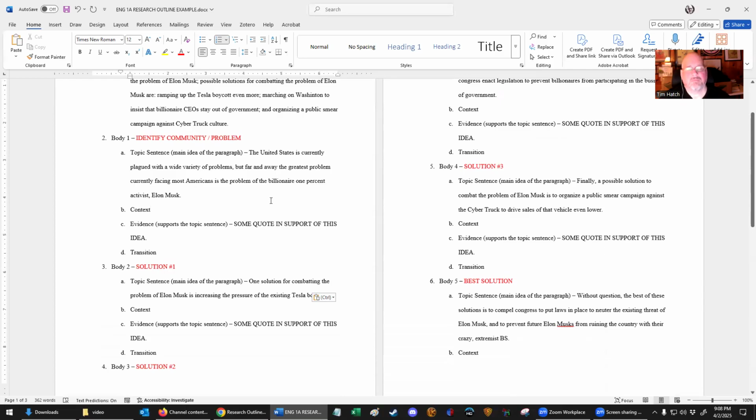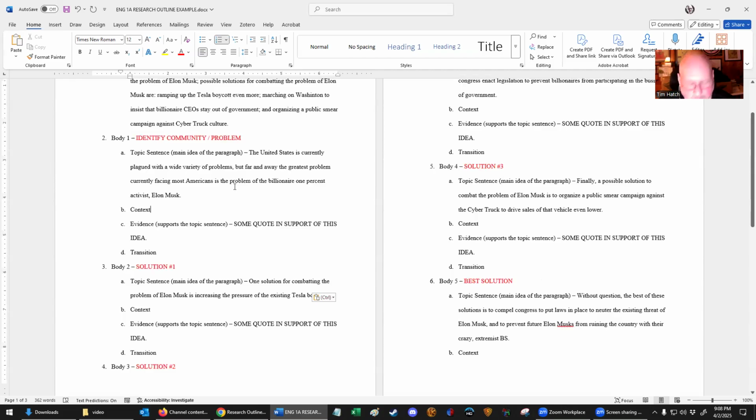All right. So, and then what we need is a little bit of context. So, what's a good bit of context for why Elon Musk is terrible? So I'm talking about body paragraph 1 here. So I start by saying there's a variety of problems.